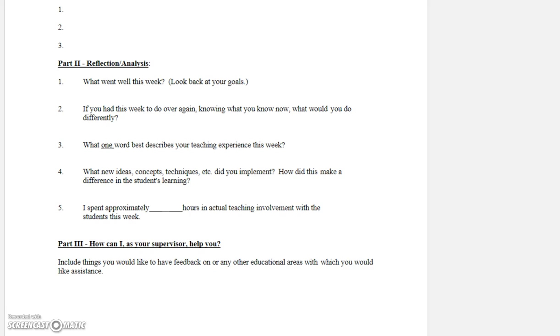And then the last part: how can I, as your supervisor, help you? This is where you're going to work really closely with your supervisor. The goal of the supervisor is to mentor you during this student teaching experience. What are some things that you want more information on? Do you have questions about particular assessments that are being used in the classroom? Really take advantage of your supervisor, because they have a wealth of knowledge and experience in the classroom. Use them to learn and to grow as you begin these first 5 weeks.